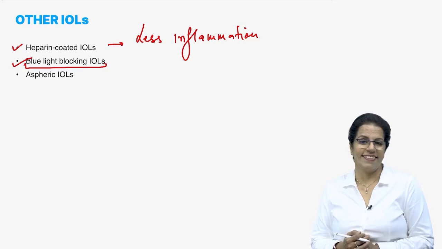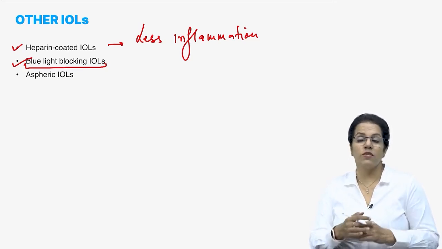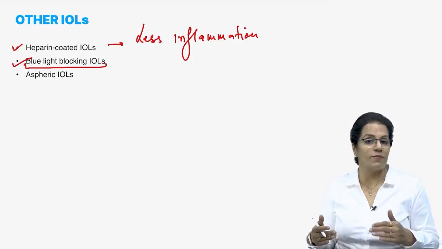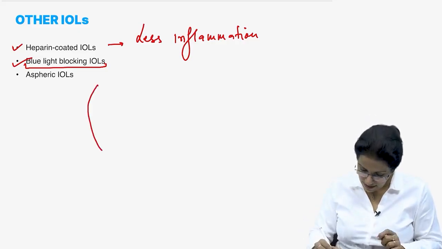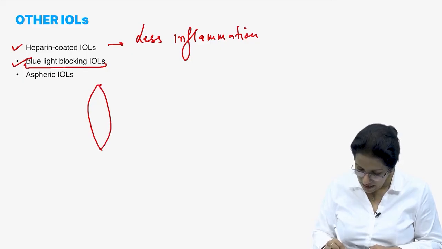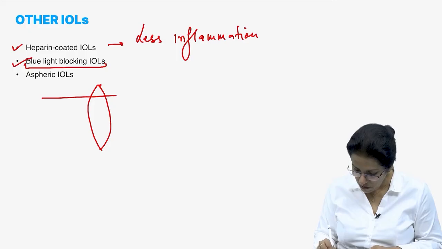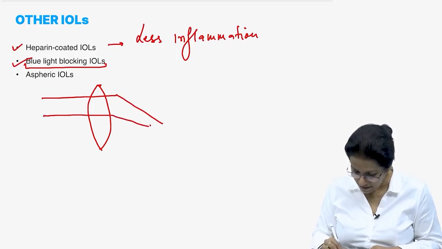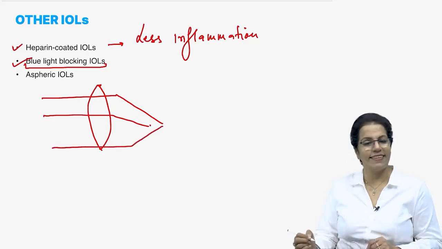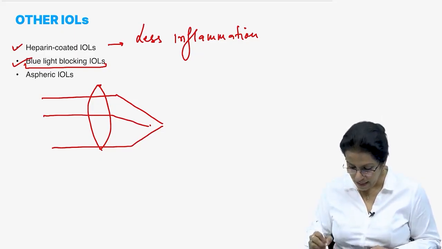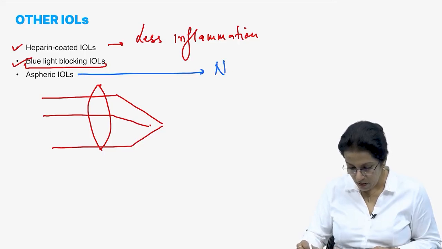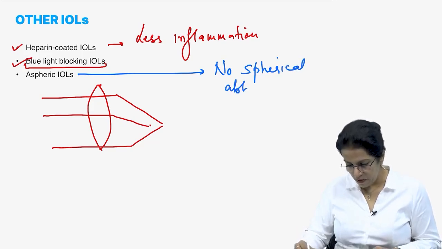Then aspheric. What are aspheric? Very important. Where there is no spherical aberration. Do you remember spherical aberration? We'll talk in optics also that the periphery of the lens. So if this is the lens, any refraction or bending is more from the periphery than it is from the center. More from the periphery. So that is called spherical aberration. So when you use aspheric lenses, there is no spherical aberration. So this is negated. That is why we should always opt for aspheric lenses.